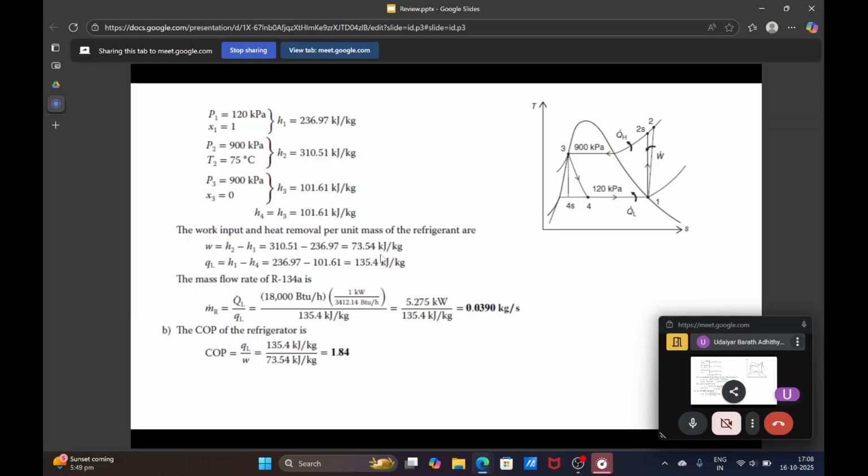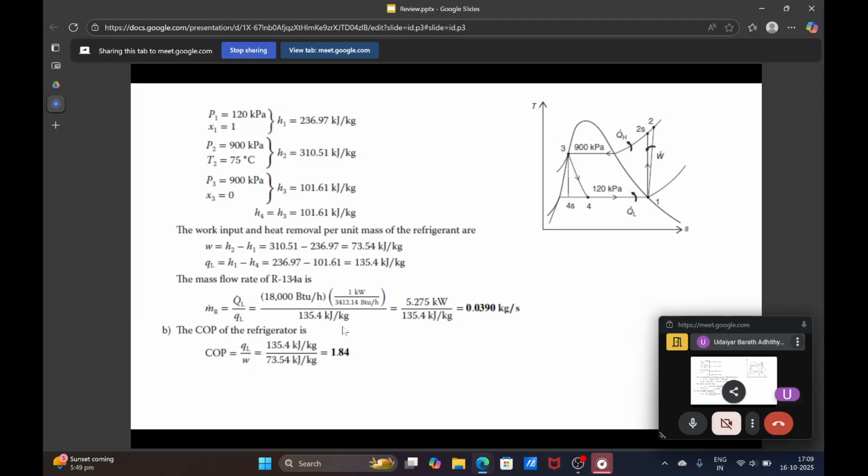And then the specific cooling which is provided, that is the specific amount of cooling provided in the evaporator. So that will be the enthalpy difference here, H1 minus H4. So that will give you the cooling rate per kg of refrigerant. So H1 is 236.97 and H4 is equal to H3. So H3 is 101.61. So that gives you QL as 135.4 kilojoule per kg. So that is your cooling rate.